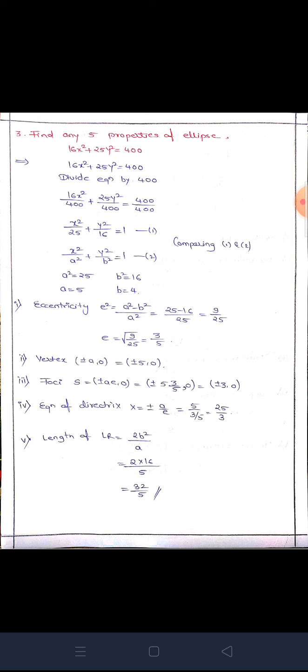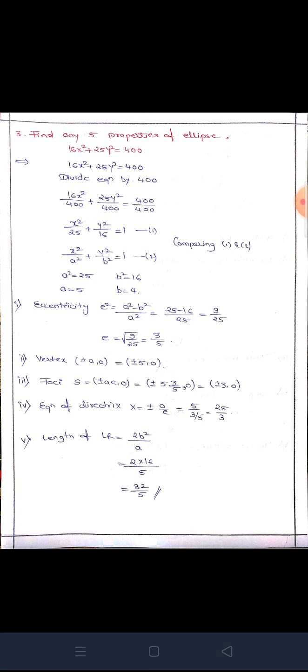So again, note the formulas one by one. Vertex is equal to plus or minus a comma 0. So plus or minus 5 and 0. Next you are having foci, that is S is equal to plus or minus a e, 0. What is the value of a? 5. Then foci plus or minus a e comma 0. So plus or minus, a is 5 and e is 3 by 5. So 5 and 5 will get cancelled. So you will get plus or minus 3 and 0.